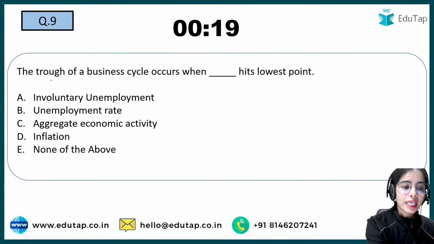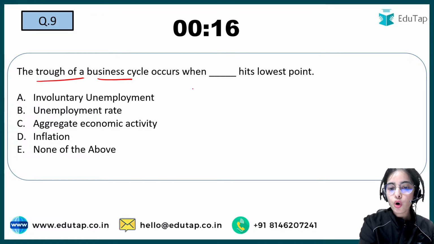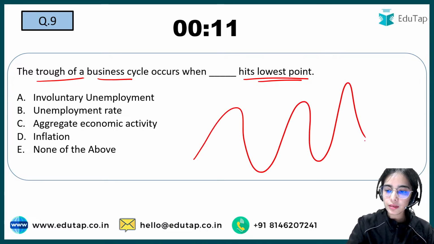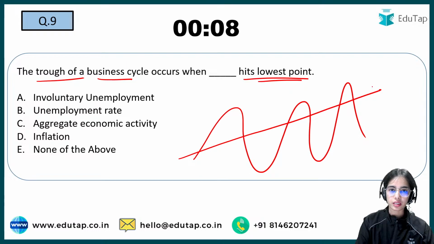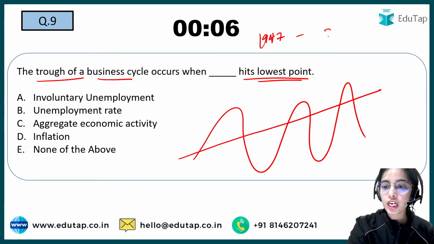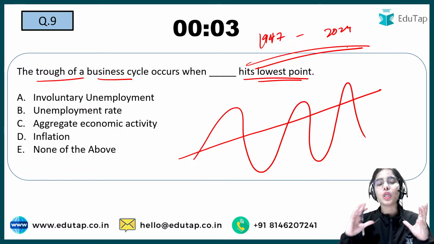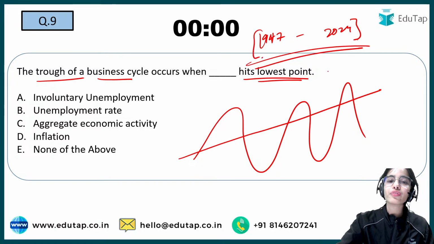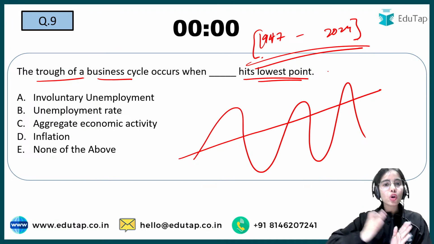Very good everyone. So next question is that the trough of a business cycle occurs when dash hits lowest point. So this is the business cycle. In the long run we are growing, from 1947 to 2024, we have grown a lot. You can see the flyovers, the huge buildings, the 5G, the computers and laptops. You can see the labor force and the standard of living that the people have. The healthcare system has improved. So from 1947 to 2024, in the long run, the economy has grown.